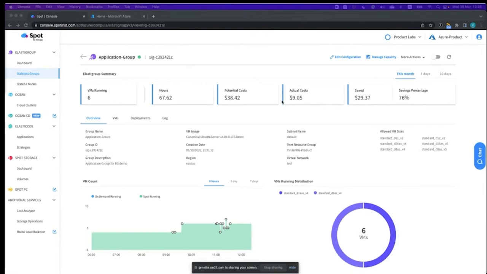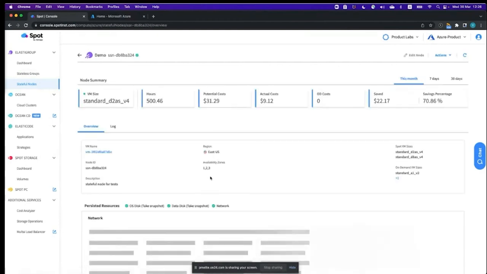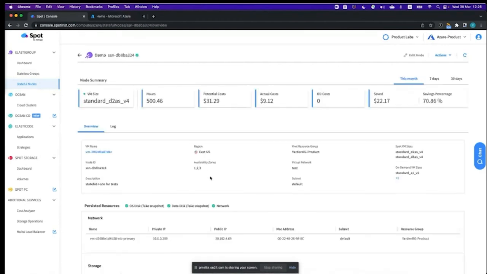Now, I do want to go to the stateful nodes for a sec, just to see something that I really like. If you can go to the stateful nodes for a second. Yeah, sure. So if we go to the demo VM that you created, we can see that you have 2 availability zones configured in this node. Now, we are talking about a standalone node. What does it mean to configure 2 availability zones or 3 of them?